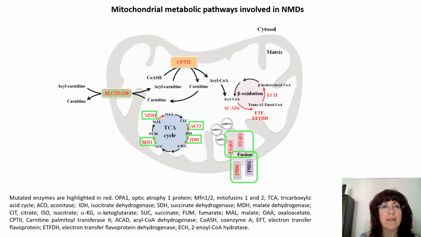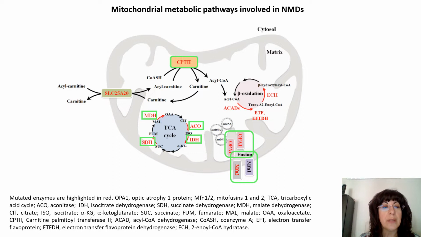Mutations found in the gene encoding mitofusin 2 are responsible for sensory and motor neuropathies. Also, the genes encoding some enzymes of the Krebs cycle can be mutated, such as aconitase, isocitrate dehydrogenase, succinate dehydrogenase, and malate dehydrogenase. In these cases, we have a decreased energy production with increased ROS generation, with important pathological implications.